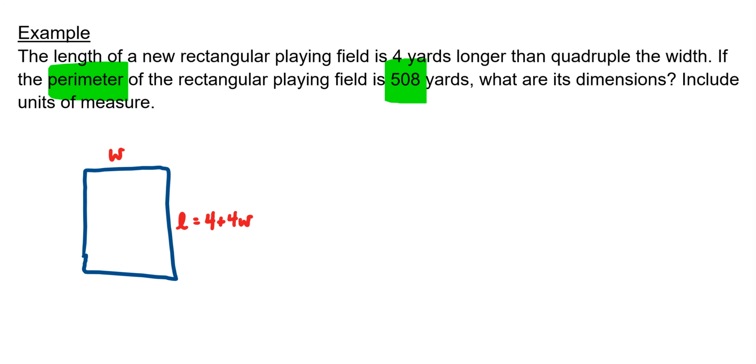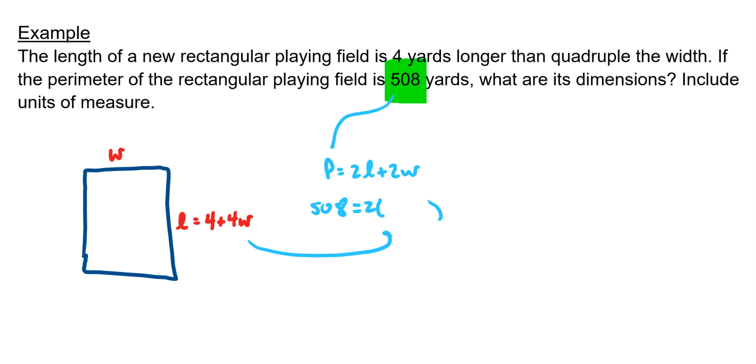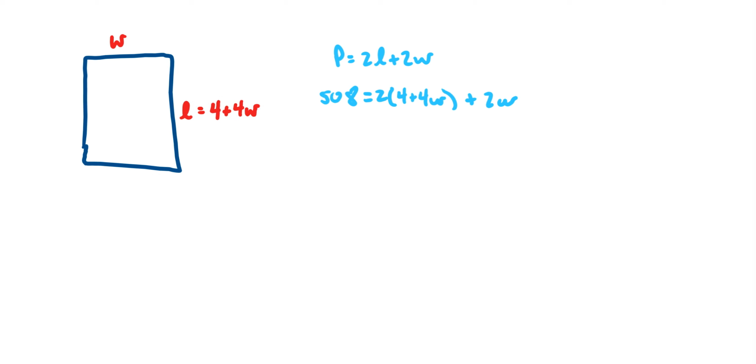But now we're going to do this the same way, where since we are dealing with perimeter, we're going to write down the perimeter formula for a rectangle. So P equals 2L plus 2W. And we can go ahead and just substitute in exactly what we're told the perimeter has to be. And then we can also substitute in for L. We know L is 4 plus 4W. And now we just did exactly what we did in the previous two examples. We created a linear equation with one variable, and we solved this the same exact way.